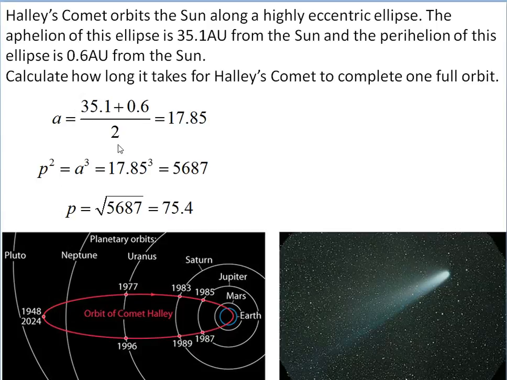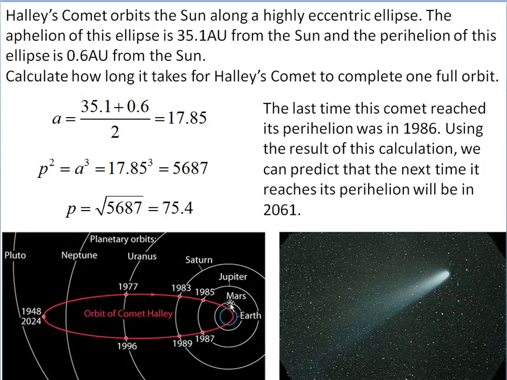So we just plug this into Kepler's third law. We now know that a is 17.85 AU. So we plug that into Kepler's third law. 17.85 cubed, your calculator will tell you that's 5,687. And then finally, to solve for the period, we would take the square root of both sides, and the period is 75.4 years.